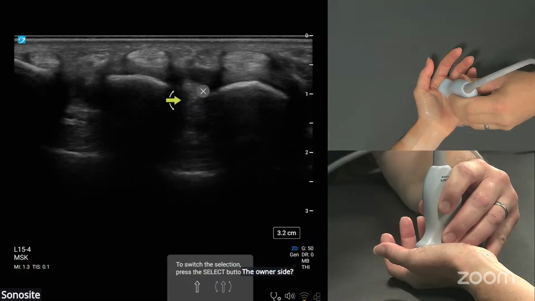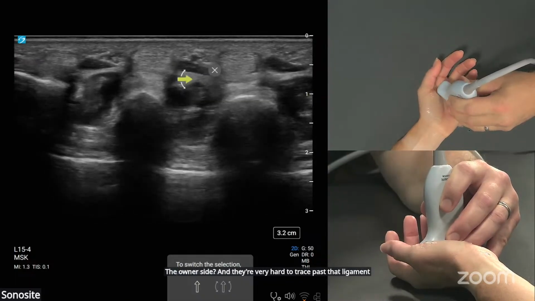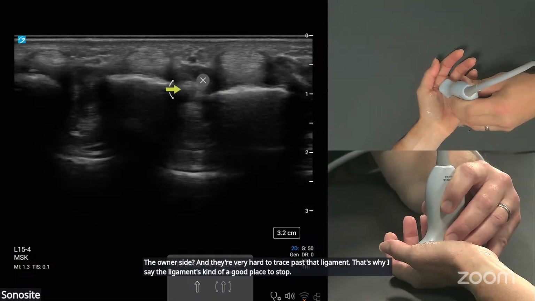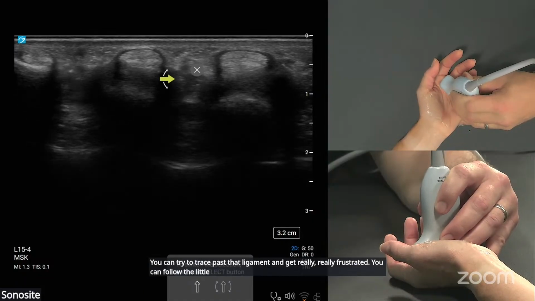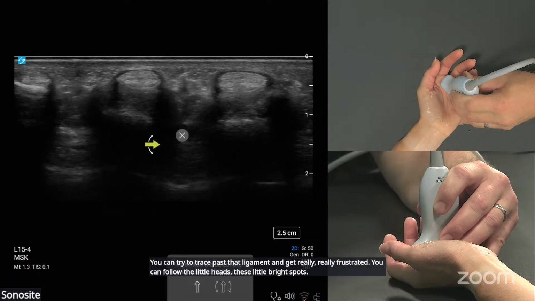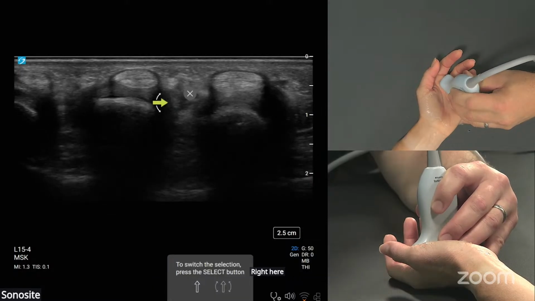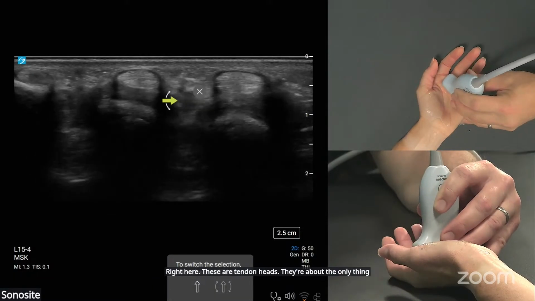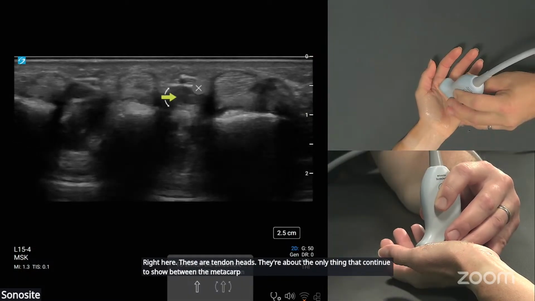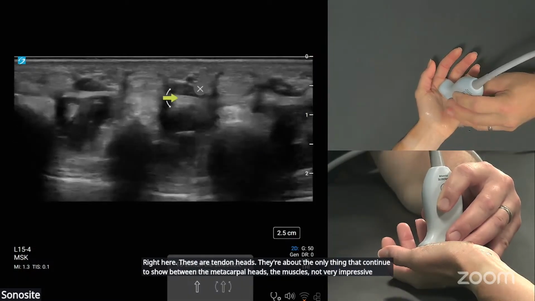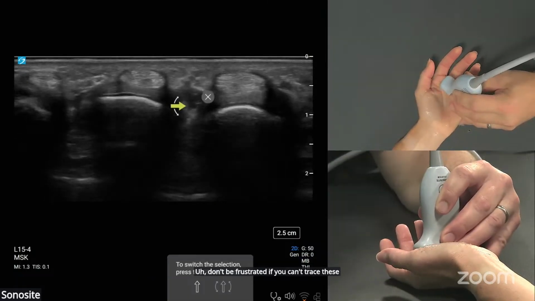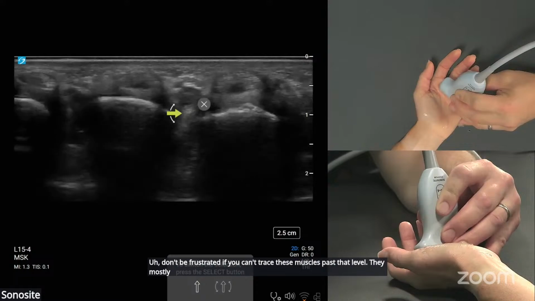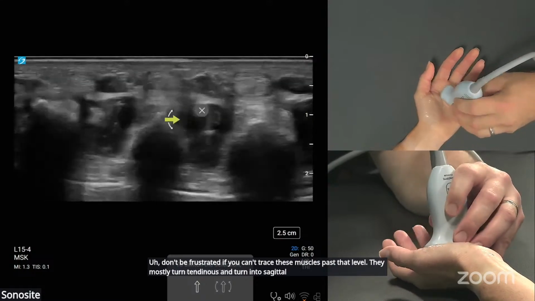And they're very hard to trace past that ligament. That's why I say the ligament's kind of a good place to stop. You can try to trace past that ligament and get really, really frustrated. You can follow the little heads, these little bright spots right here. These are tendon heads. They're about the only thing that continue to show between the metacarpal heads. The muscles, not very impressive. So don't be frustrated if you can't trace these muscles past that level. They mostly turn tendinous and turn into sagittal band anatomy for the advanced webinar.